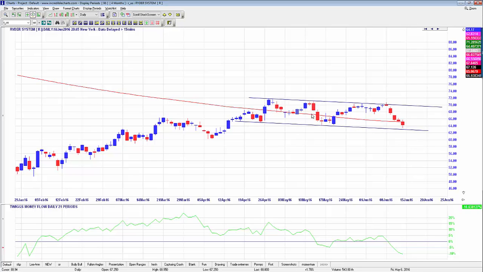We do have a downward channel here, so that's something I want to be aware of and make sure that we get good confirmation before we get an entry in. So again, I would wait for this to break down first.